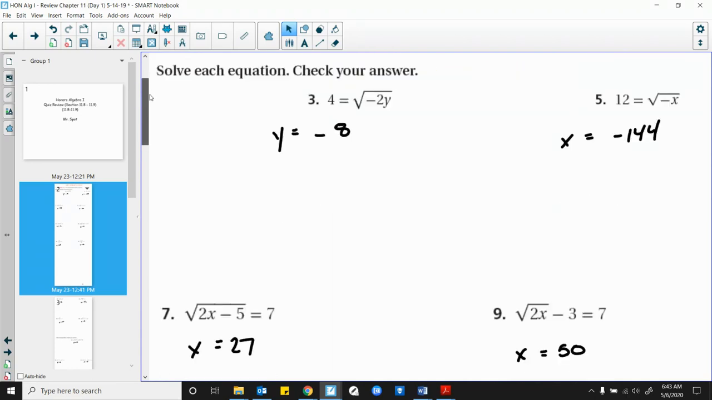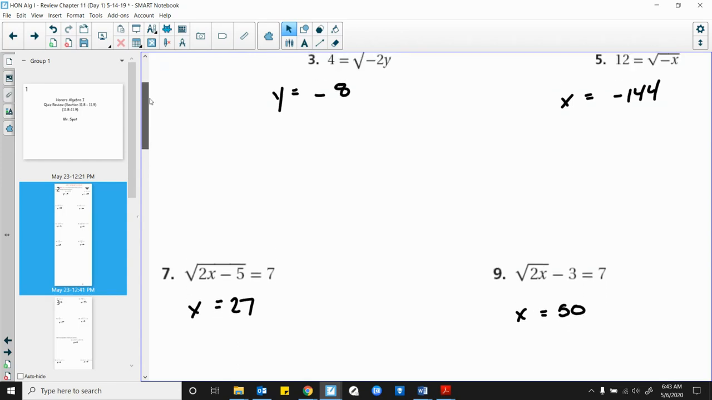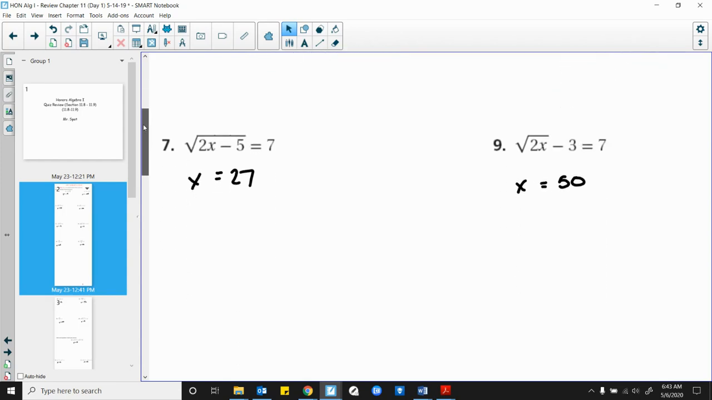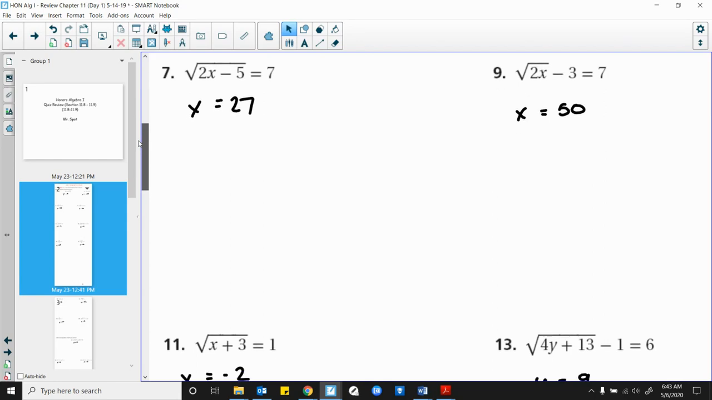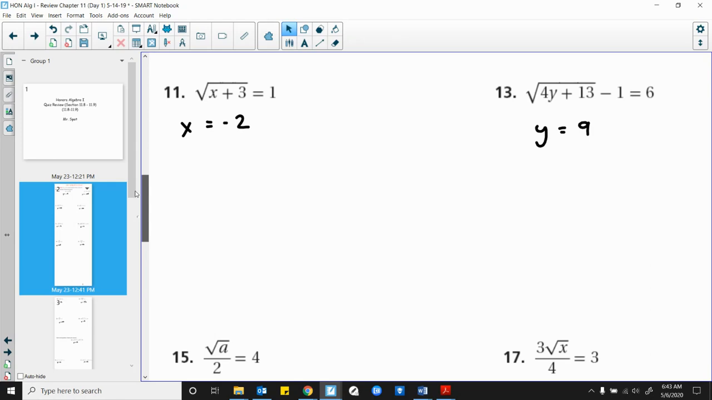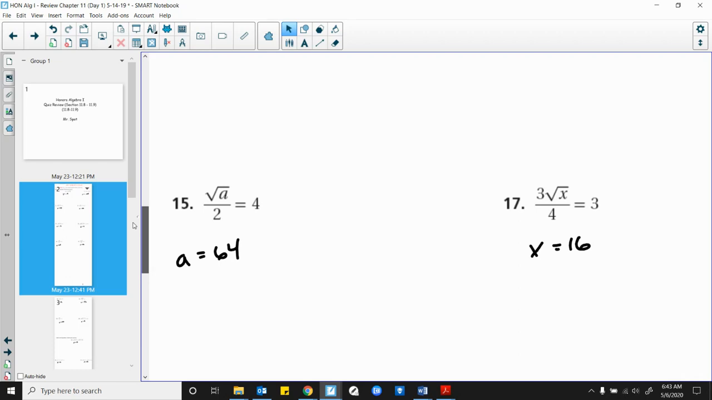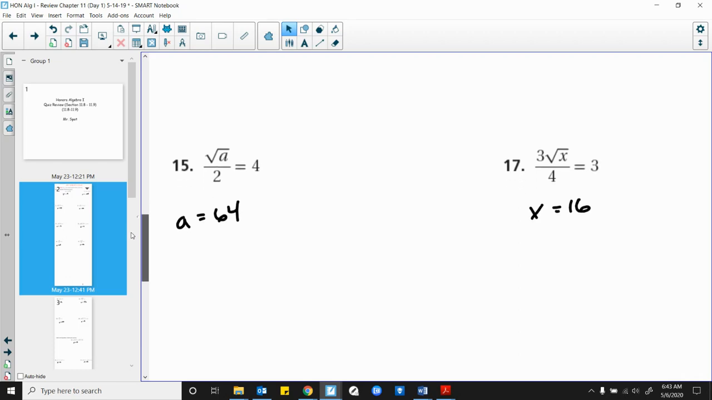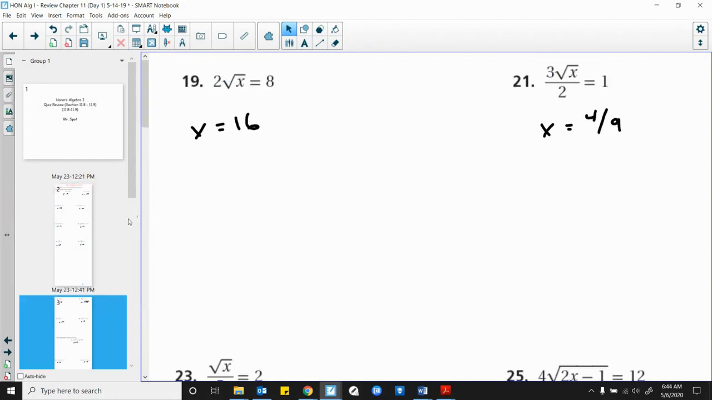Okay, so for 3, we had y equals -8. For 5, we have x equals -144. For 7, we have x equals 27. For 9, we have x equals 50. For 11, we have x equals -2. For 13, we have y equals 9. For 15, we have a equals 64. And for 17, we have x equals 16. For 19, we have x equals 16.